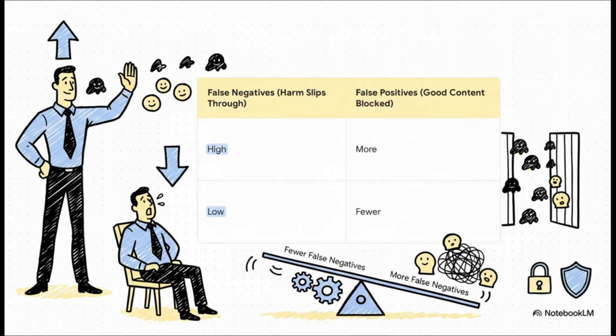And this brings us to a really important concept, the sensitivity trade-off. It's pretty simple, really. As you can see here, if you set the sensitivity to high, you get fewer false negatives. In other words, less bad stuff slips through. But the trade-off is you'll probably get more false positives, where perfectly okay content gets blocked by mistake.